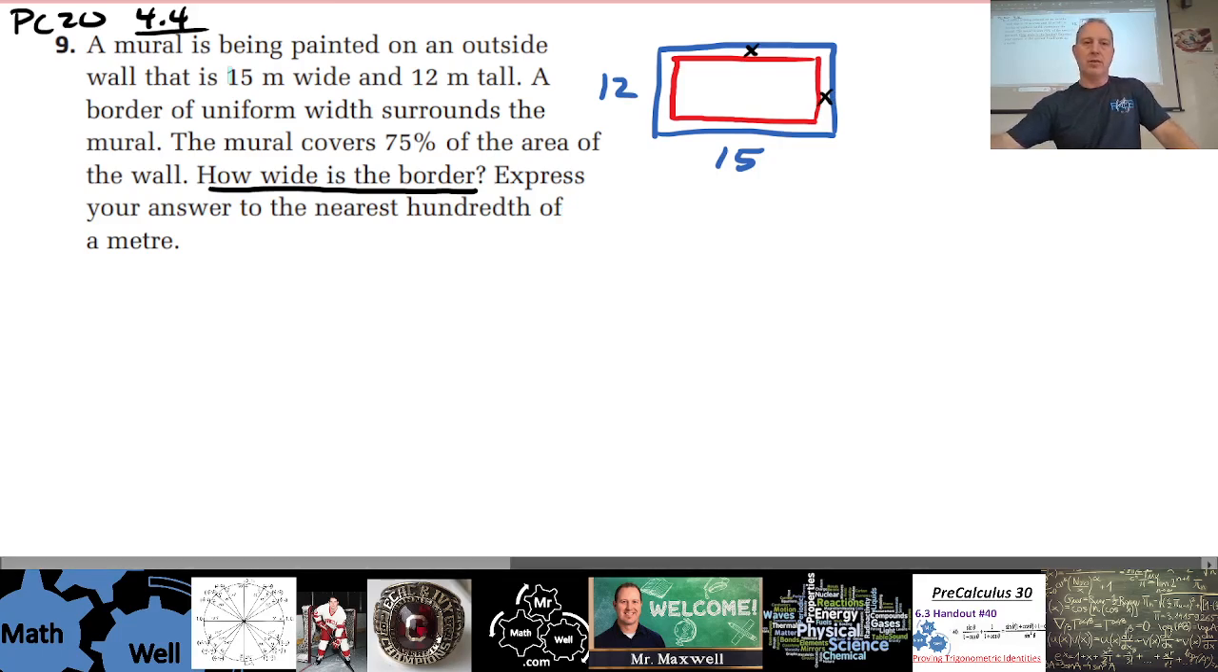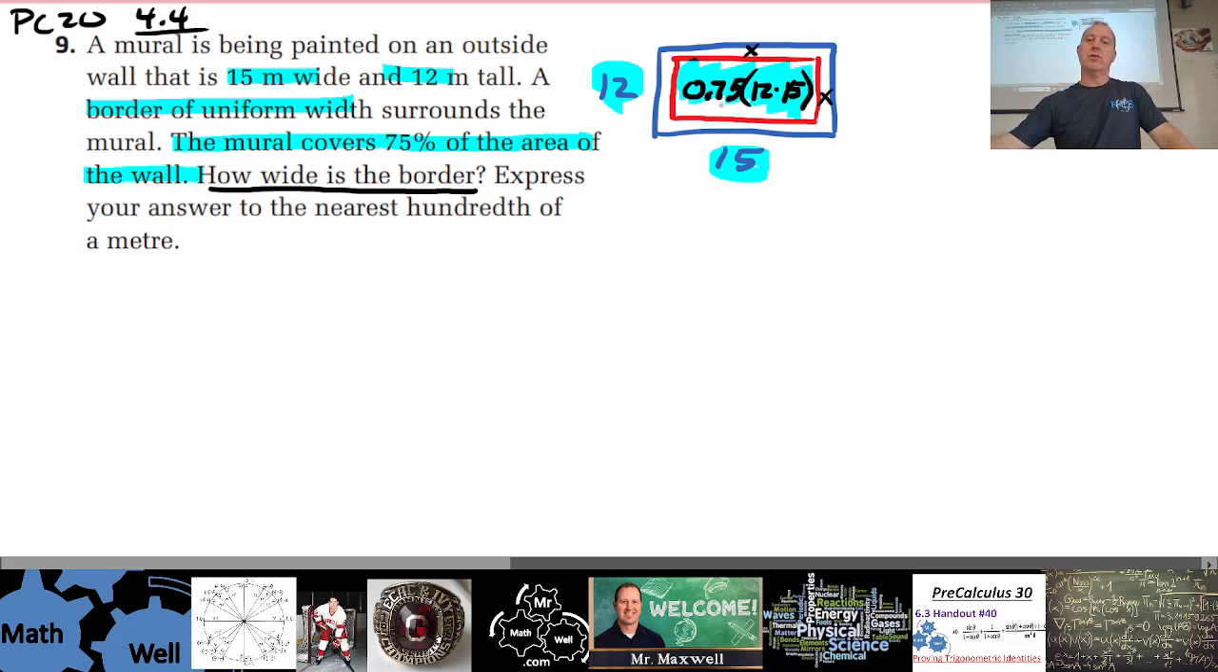So let's keep reading. I didn't read everything here. So 15 by 12, got that. A border of uniform width, awesome, got that on there. Now the mural covers 75% of the area of the wall. Well, we know what the area of the wall is. It's 12 by 15. This mural in here is 0.75 of 12 times 15. Cool. Okay, that's all numbers there.